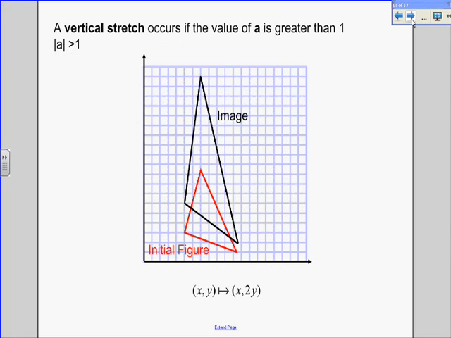A vertical stretch is going to happen, same as a horizontal stretch, when the value of a is bigger than 1, so the absolute value of a, the size of a, is bigger than 1. We can see here that our x values are the same. It's at the same value of x, but the y values have been increased. For this one, x and y gets mapped onto x and 2y. So every one of our y values got multiplied by 2. You can double check this here. Initially this was at 3, and the image is at 6. That's going to work for all of our y values.